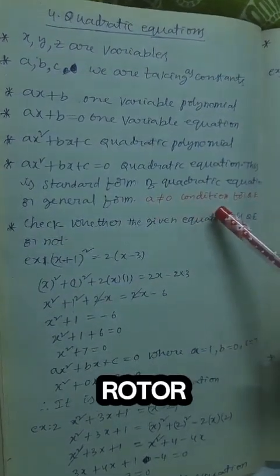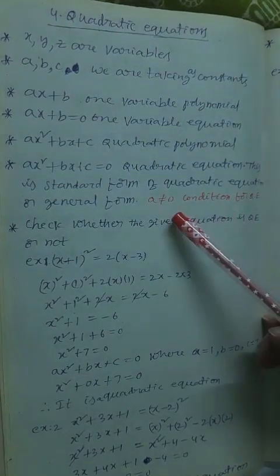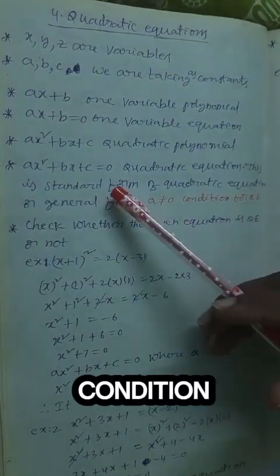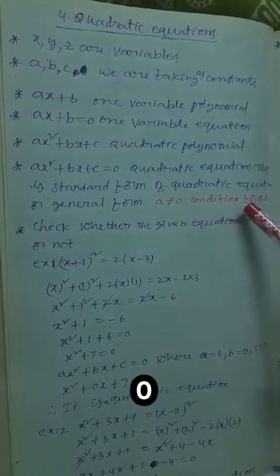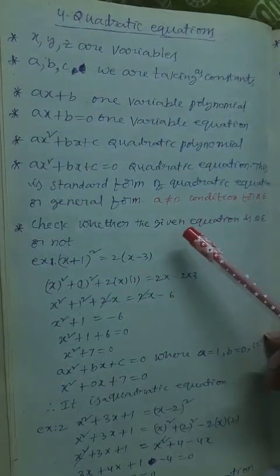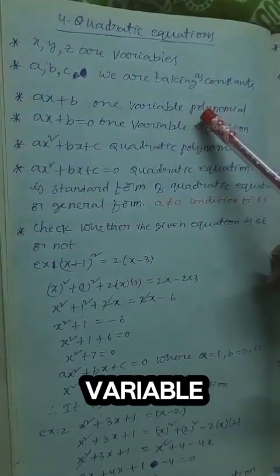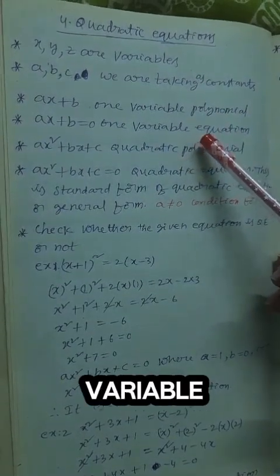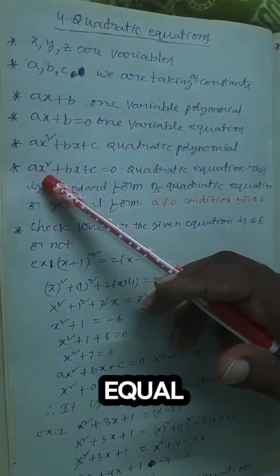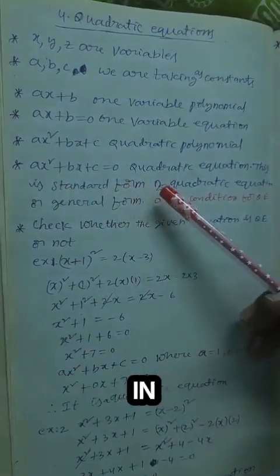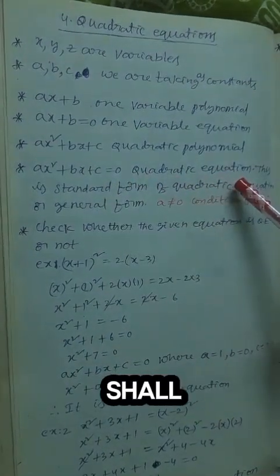Why I wrote it with red pen is to reiterate, to concentrate more on that condition. That's why I wrote it with a red pen. Okay, a is not equal to 0 should be present. If it is 0, it will again become a one variable equation. So that's why a should not be 0. Afterwards, in the sums I shall explain, I shall give you different conditions.